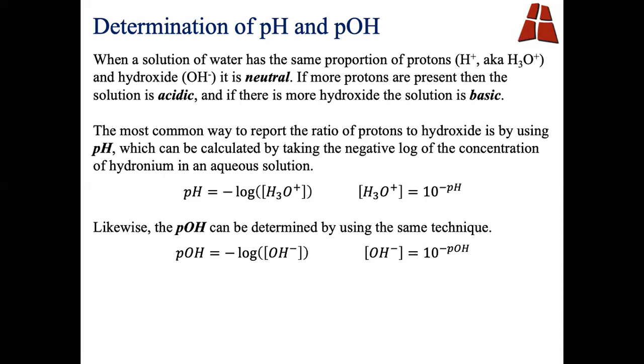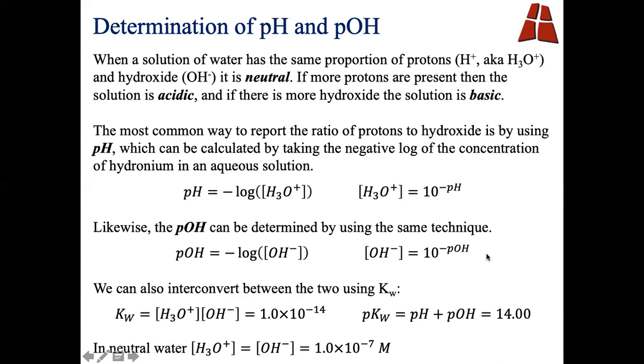Likewise, we can also determine the pOH. The p essentially just means take the negative log of. So we take the negative log of our concentration of hydroxide. And of course, we could figure out the concentration of hydroxide if we have the pOH of something.